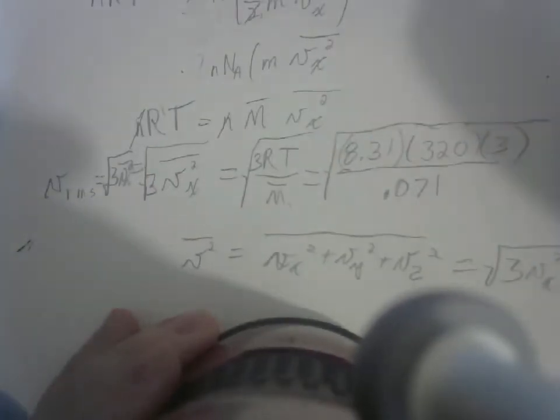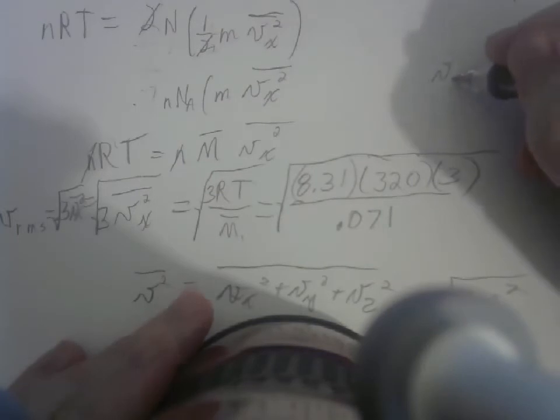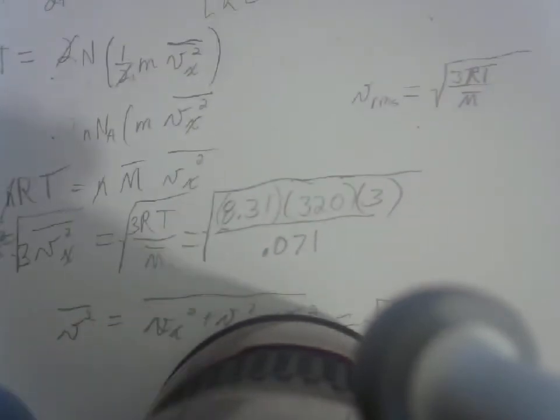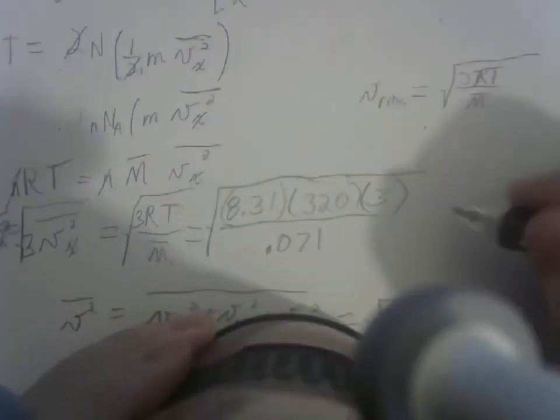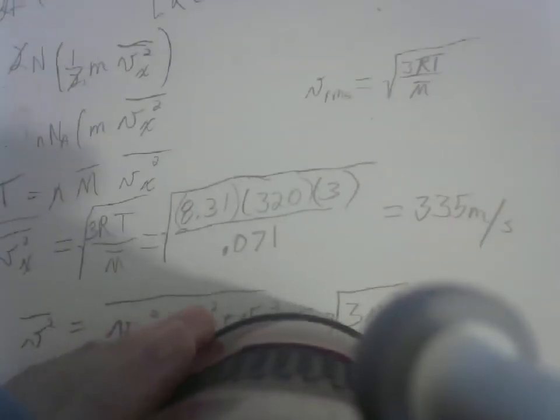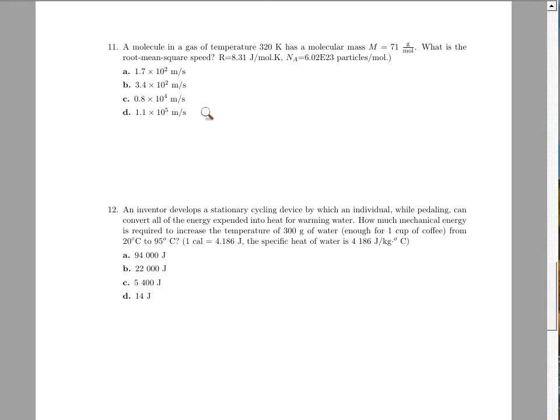So let's get that equation one more time. V sub RMS is equal to the square root of 3RT over the molar mass, which comes out to 335 meters per second. Sorry that took me a while to get to, and the reasoning may be hard to follow, but that formula does give you answer B right here.